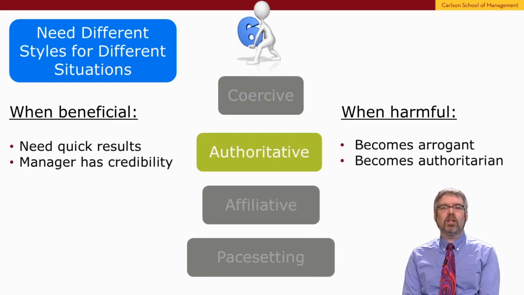Now, authoritative style can be beneficial if you need quick results, and it can be beneficial if the manager has credibility and therefore is really confident and competent in his or her work performance and sets a good role model, sets a good example. However, this can sometimes become arrogant or become authoritarian, in which case this becomes a negative rather than positive leadership style. This can be especially the case if you're working with peers or even working with people more experienced than you, and they might mistake your authoritative style for an arrogant style.